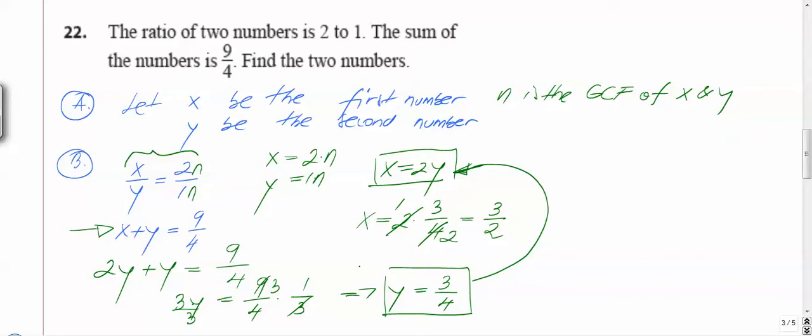And you can check. Is the ratio 2 to 1? Is x divided by y equal to 2 over 1? Is their sum 9/4? I think it is, right? And we basically had part C right there. And this is how you're going to do it. Let's try another one.